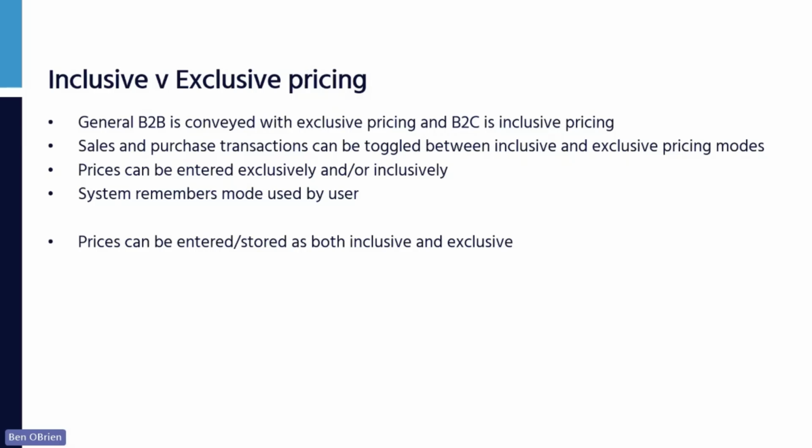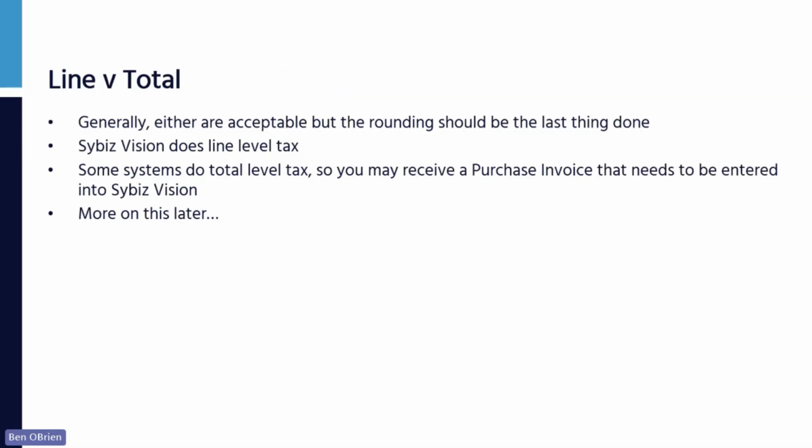So it can require a bit of attention if you are in an organization that does switch between the two. And in some organizations, from a sales perspective, you may stick with the one mode exclusively, but then from a supplier side of things, you don't really know what you're going to get delivered by your suppliers. Some of them may be inclusive, some of them may be exclusive, so you toggle the mode. That'll make your life easier from a data entry perspective. And as I said, prices can be entered and stored both inclusive and exclusive if you so choose.